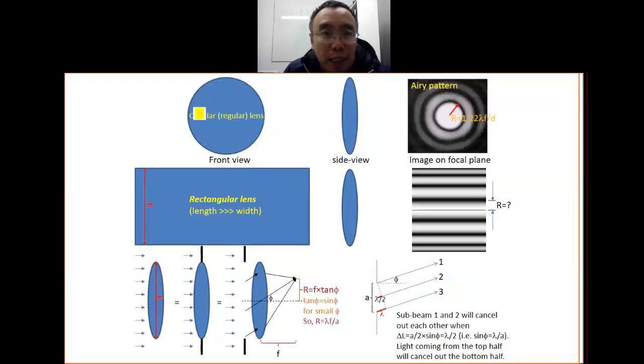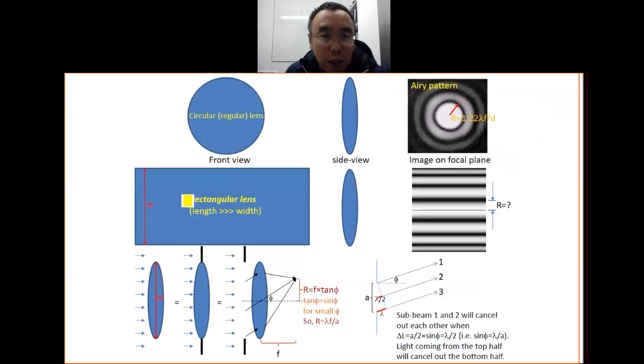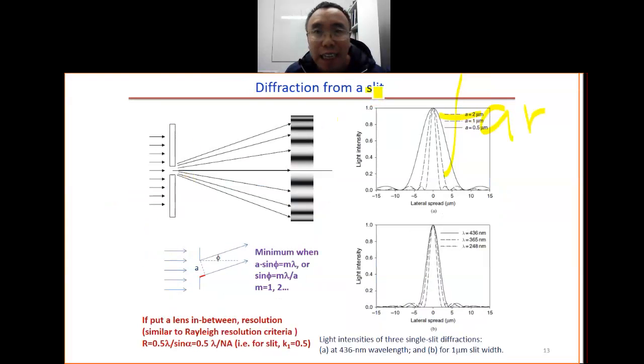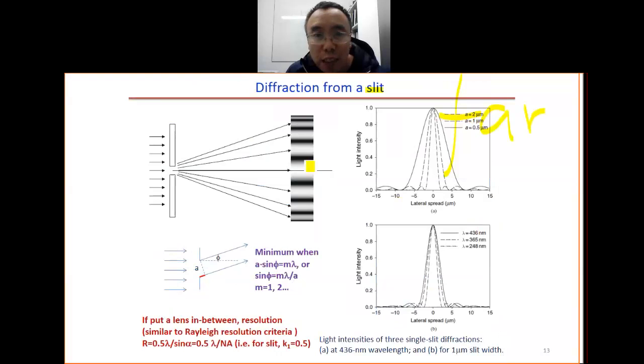We know that for the circular lens, this is the front view and this is the side view. For the circular lens, the light at the focal plane is given by this Airy pattern. The radius of the Airy pattern is given by 1.22 lambda f over d. Here we have the opening, and we have this kind of light profile. We have a rectangular lens whose length is much bigger than its width, so we can imagine this one as a slit. This is the front view and this is the side view. The light intensity will be something like this.